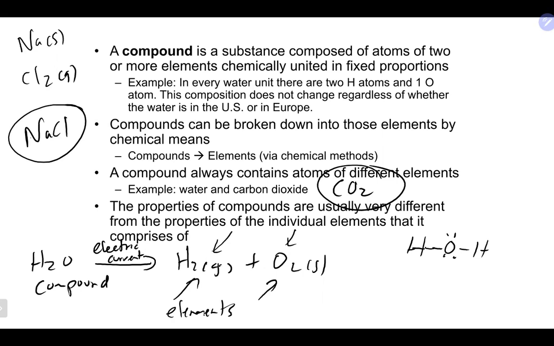Obviously, hydrogen gas and oxygen gas have very different properties, like explosiveness and that type of stuff, compared to just water, which is pretty non-toxic and stuff like that. So the elements that make up compounds have very, very different properties than the compound itself. Any questions on any of that?